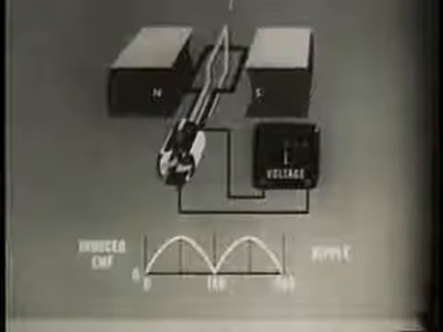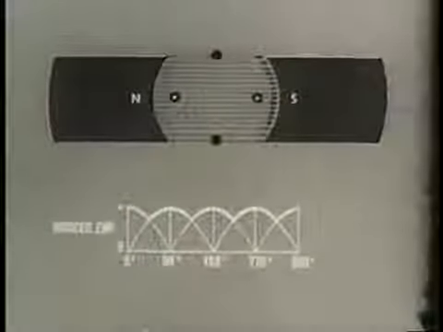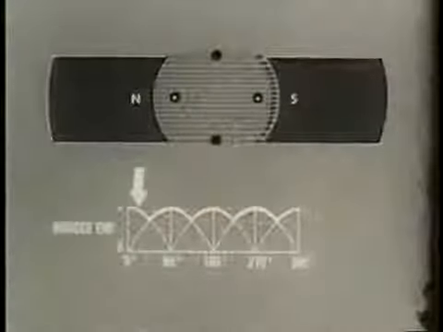Two loops at right angles connected to four commutator segments provide two outputs instead of one. These outputs are 90 degrees displaced or apart, which combine to smooth the DC output. However, even with two loops and four commutator segments, the rectified curve is still somewhat irregular.